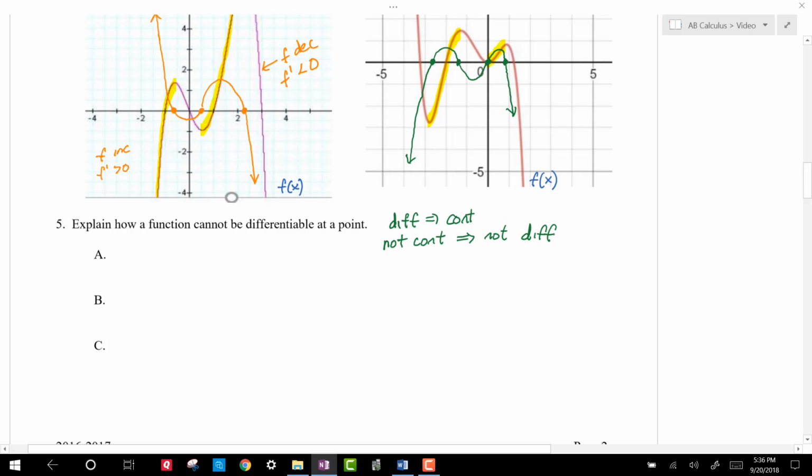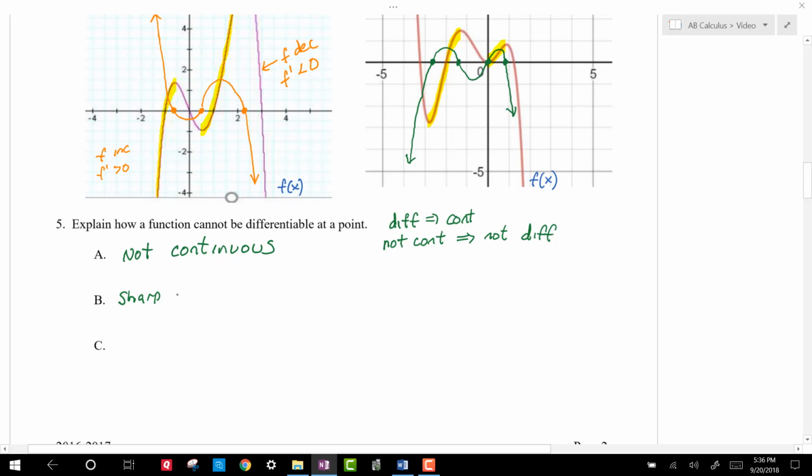Alright? So a function cannot be differentiable if it's not continuous. So that's number one, not continuous. If I'm not continuous, I can't be differentiable. Alright? Letter B. Maybe we have some sharp turns or cusps.